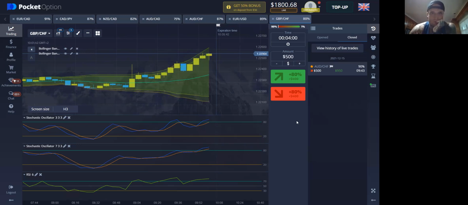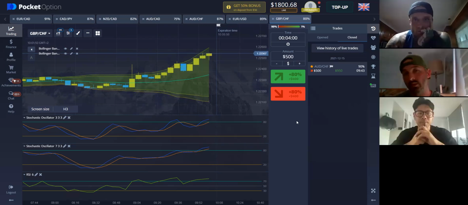But I do want to allow a bit more time for this. And that's why I like the 2 Bollinger Bands as well, when it really pokes up right through that second one as well. That's good.